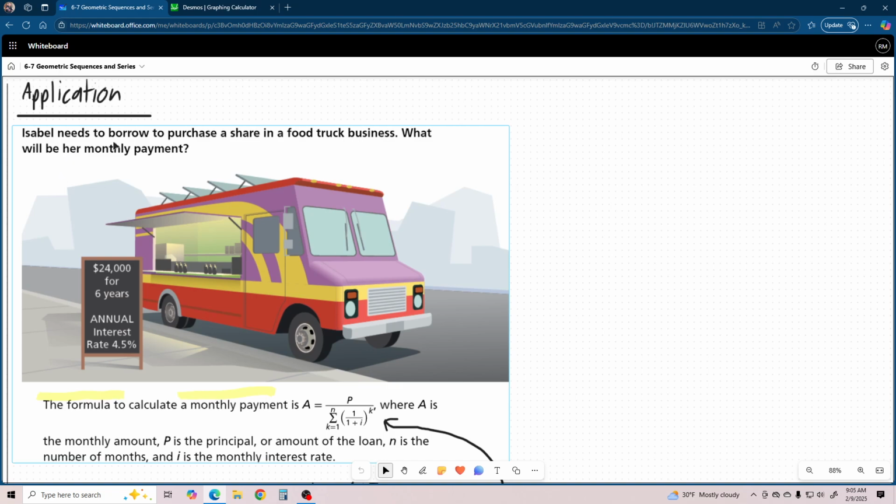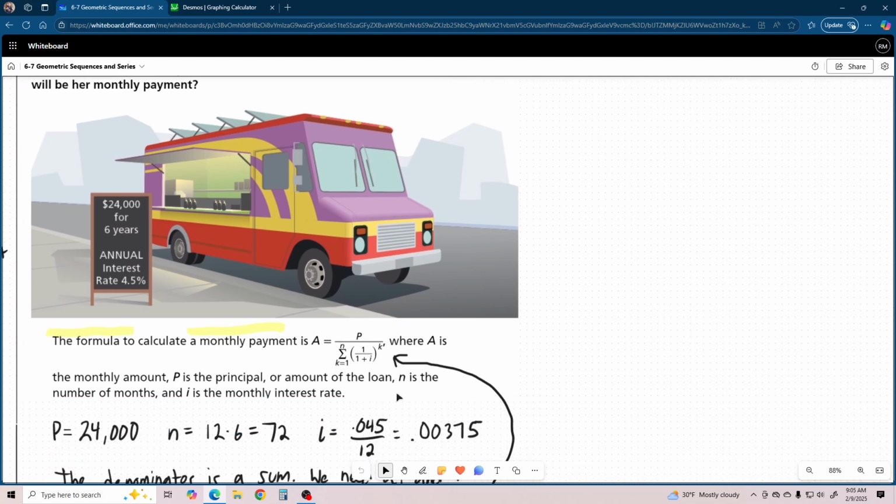So Isabel needs to borrow to purchase a share in a food truck business. What will be her monthly payment? They give us the formula to calculate the monthly payment. So our total monthly payment is going to equal the total loan, which is our principal, P. Here A is the monthly amount, P is the principal, so that's how much the loan is. And then it says N is the number of months and i is the monthly interest rate.